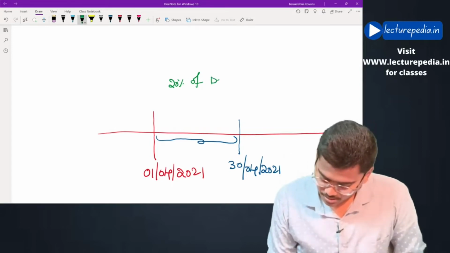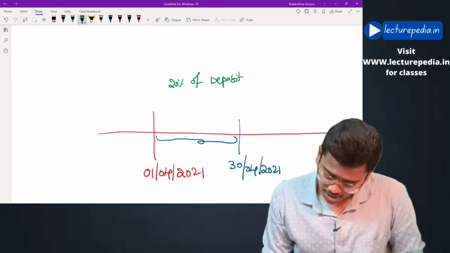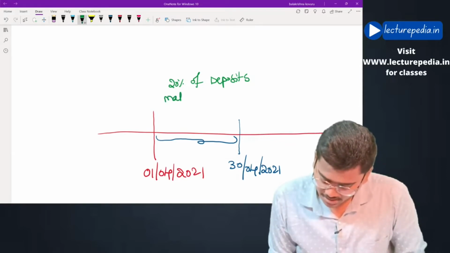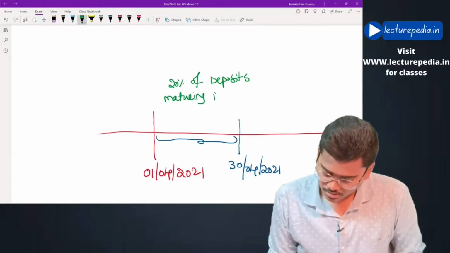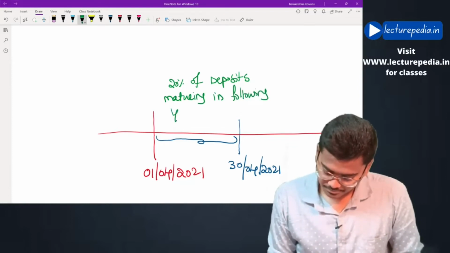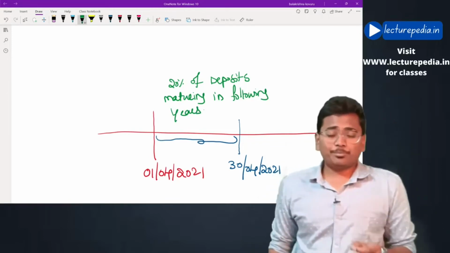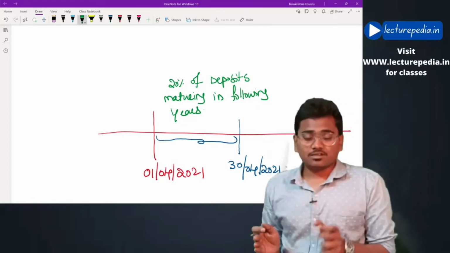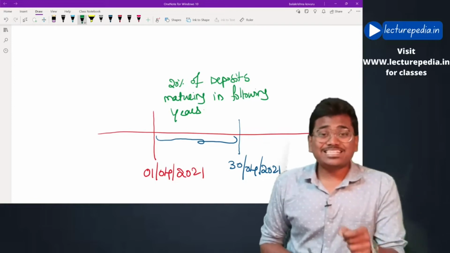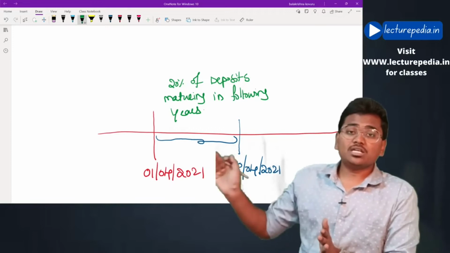of deposit amount, 20% of deposits maturing in the following year. That means, generally the provision is that the company shall within 30 days from the beginning of each financial year deposit at least 20% of the deposit amount that is going to be matured in the following year.